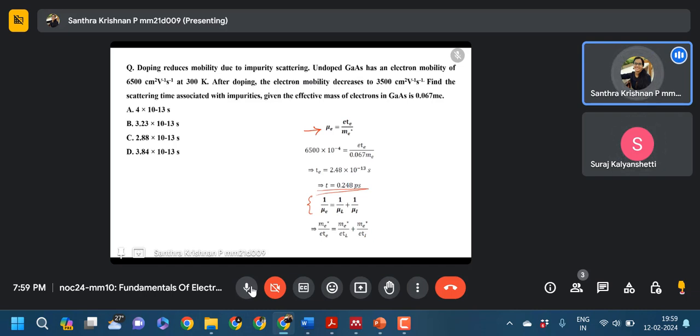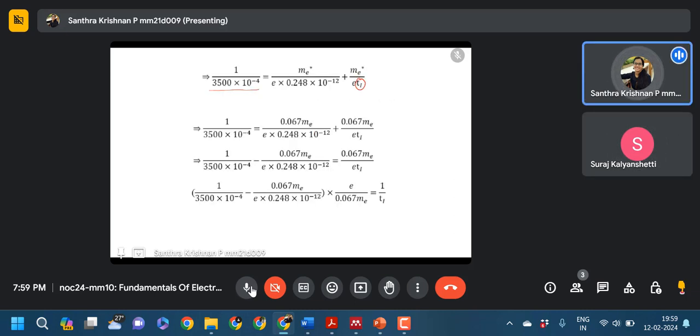So because lattice scattering remains constant, it doesn't change, right? This TL value. So first you find the TL value using this one. New is to 1 second. Understood. And then you substitute the second part. Finally you'll get this two. The substitution-wise, it will be a bit complicated.